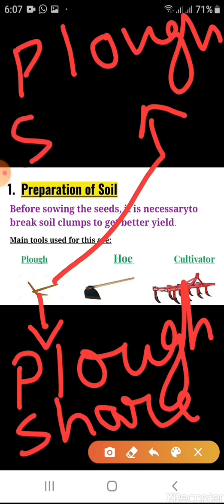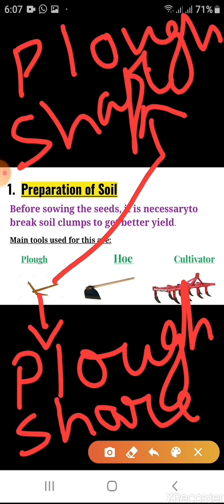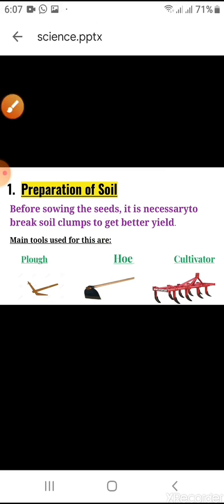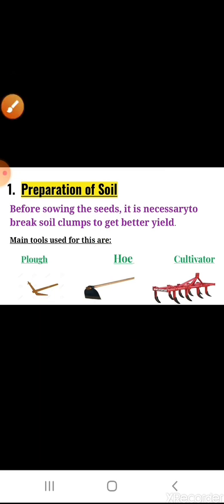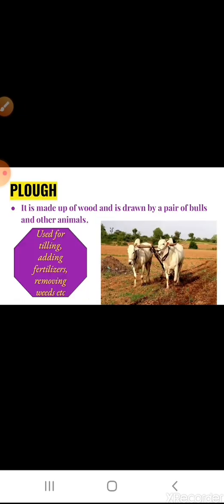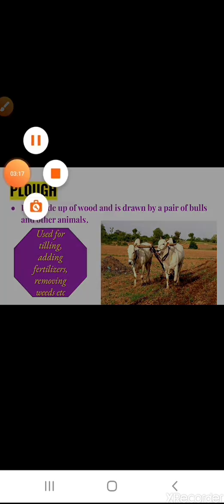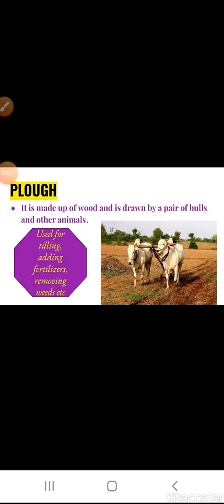Since only a few centimeters of the top layer of the soil supports plant growth, loosening of the soil brings the nutrient rich soil to the top so that the plant can use these nutrients. Before sowing the seeds, children, it is necessary to break soil clumps to get better yield.